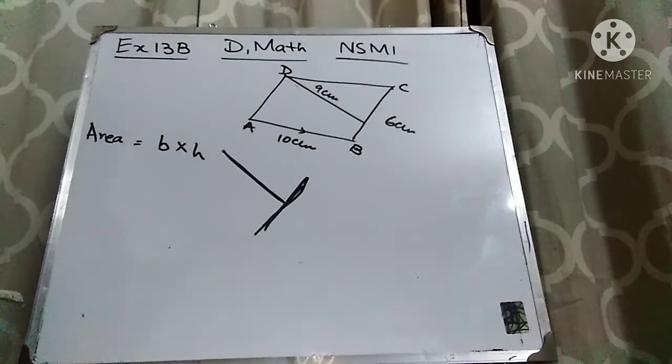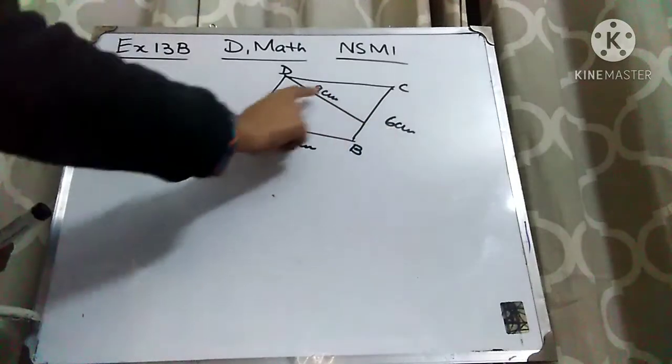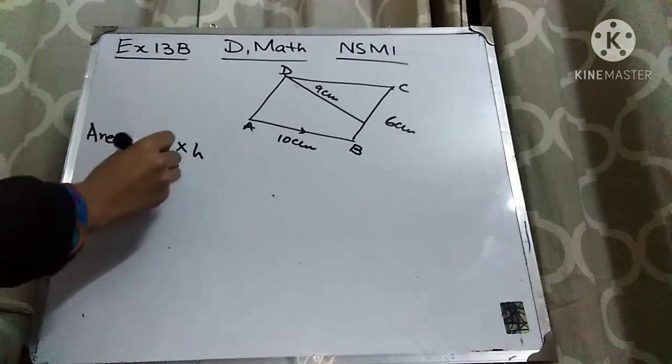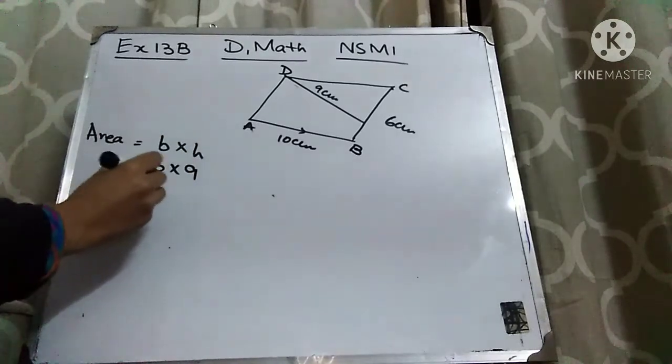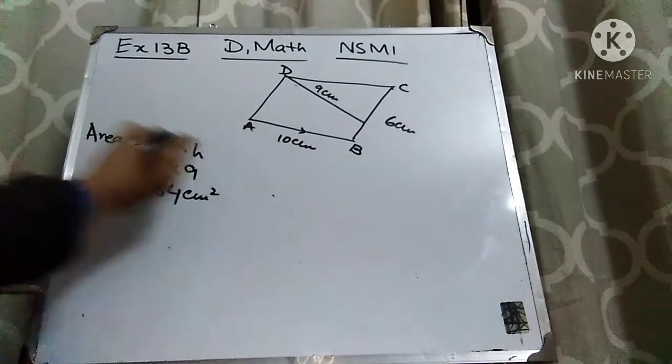So now I'm going to put the values. In this figure, the base is 6 centimeter and the height is 9 centimeter. 6 multiplied by 9: 6 9s are 54. So 54 centimeter square is your area.